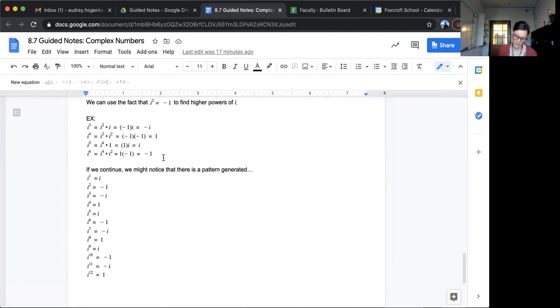And on the homework, there should be a couple of problems where you're going to need to use the pattern to try and figure out a higher power of i. So I want to see if you can put that pattern together and figure it out. If not, no worries, we'll talk about it in class.